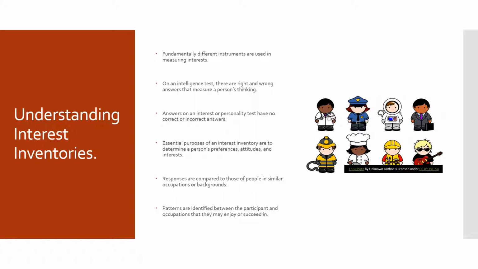So you might take an interest inventory and maybe your answers match those of a doctor, let's say, maybe a lawyer, and we'll say maybe an astronaut. Okay, so those could be 3 examples of when you take an interest inventory that your answers match answers given by doctors, astronauts, and lawyers. So it gives you kind of an idea about what field you may want to go into. Patterns are identified between the participant and occupations that they may enjoy or succeed in.